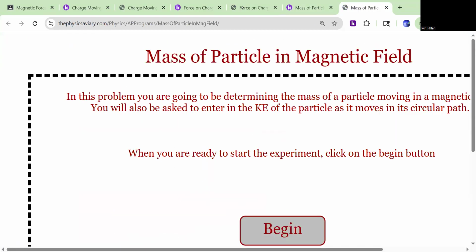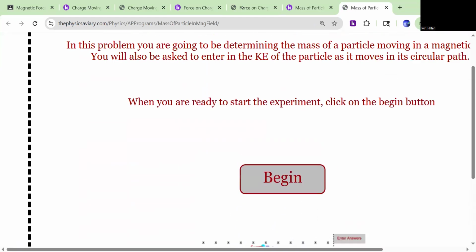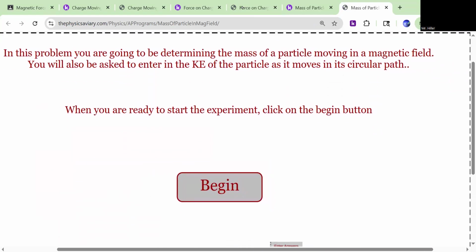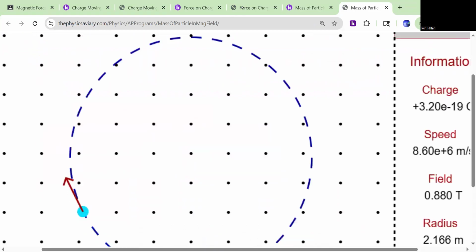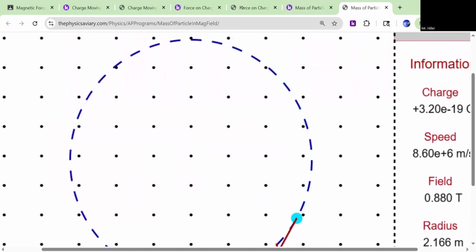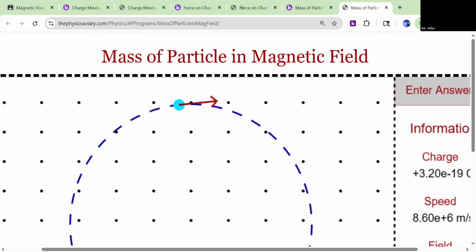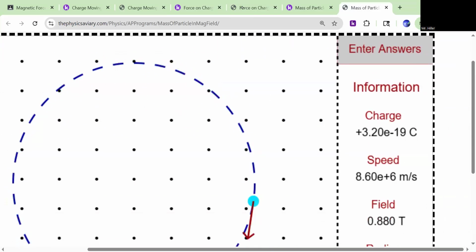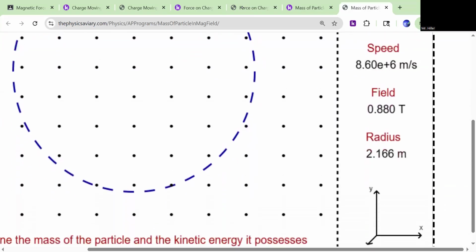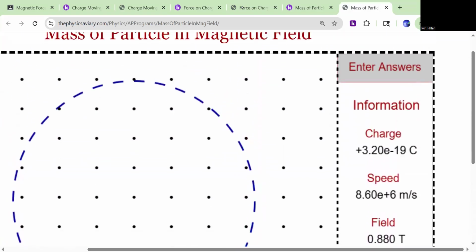Now in question number 3, okay, we're going to begin. It says we're going to be determining the mass of a particle in a magnetic field. Okay, so let's begin. You're going to see the charge moving in a circle. So what are we given? We're given the charge, the speed, the field strength, and the radius. So let's enter in all that information.